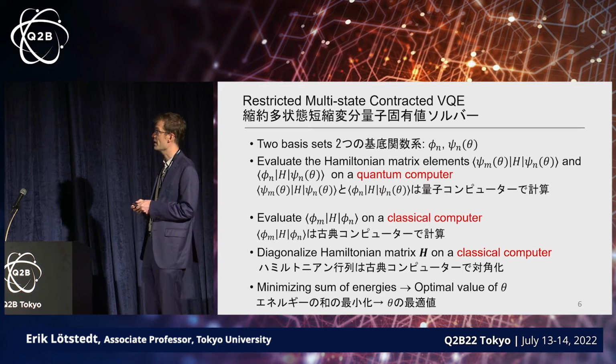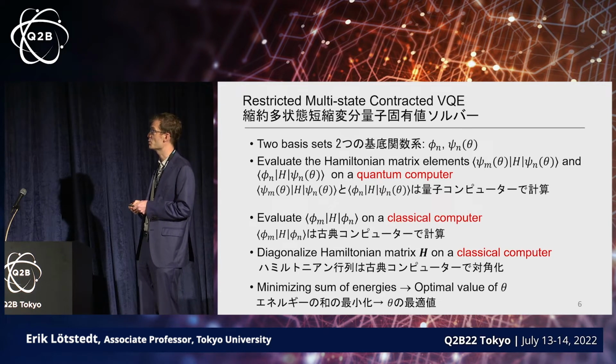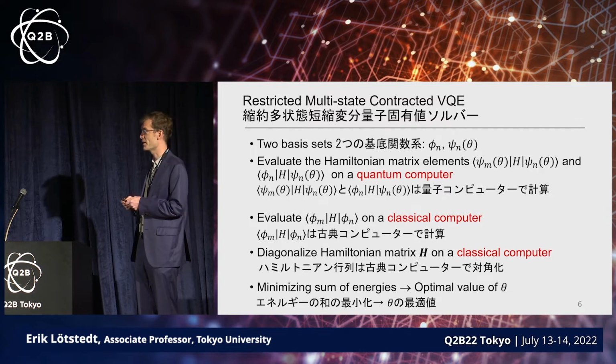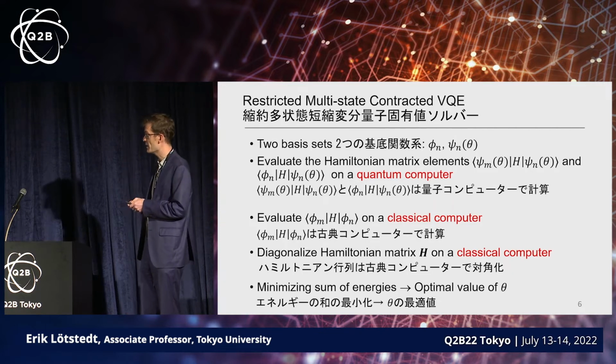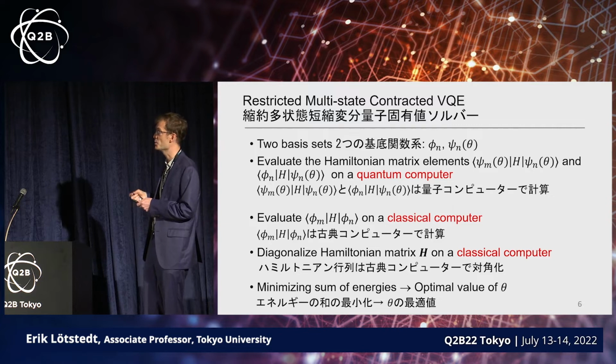And then we came up with a method which we called restricted multi-state contracted VQE. It is a kind of variant or an extension of a method previously proposed by Martinez's group. The main idea is to introduce basis sets describing the vibrational wave functions, and two kinds of basis sets: one basis set, phi n, and then psi n depending on variational parameter theta. So it is a kind of variational VQE method.